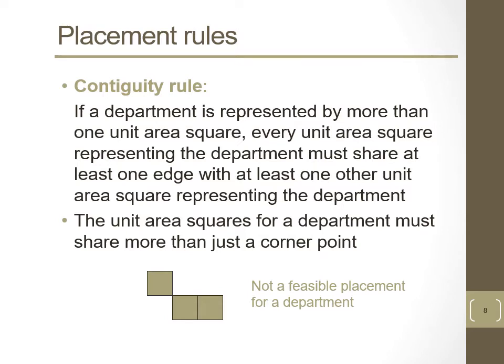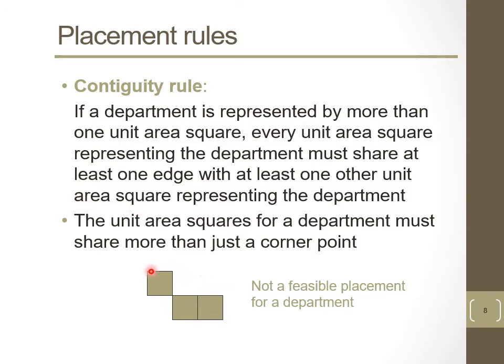And the first of these rules is the contiguity rule. Okay, contiguity rule. What does it say? It says that if a department is represented by more than one unit area square, like this, so this department is represented with 3 grids or 3 unit area squares, then every unit area representing this department must share at least one edge with at least one other unit square.